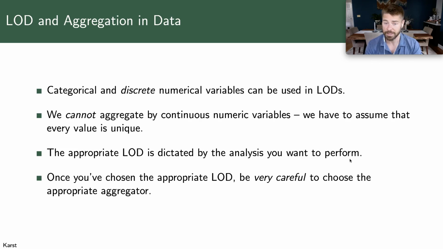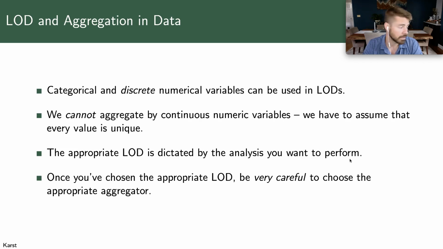So anytime we're talking about the level of detail of a data set, it's some combination of discrete numerical variables and categorical variables, things like region, year, or country. Now, because we have so many choices, you have to ask yourself, how would I pick the level of detail? And that level of detail is entirely dependent on what question you're asking.